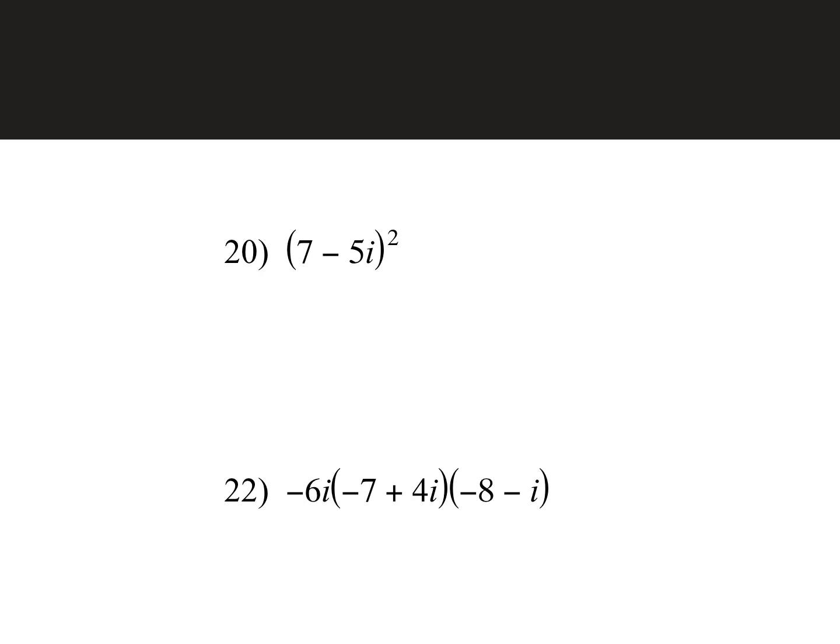It says there's 2. There's 2 what? There's 2 (7 minus 5i)'s. That does not mean you go here and here and distribute. That's not what that means. That means I have 7 minus 5i times 7 minus 5i. So multiply. What is 7 times 7? 49. What's 7 times negative 5i? Negative 35i. Good. Negative 5i and 7? Negative 35i. Good job, guys.